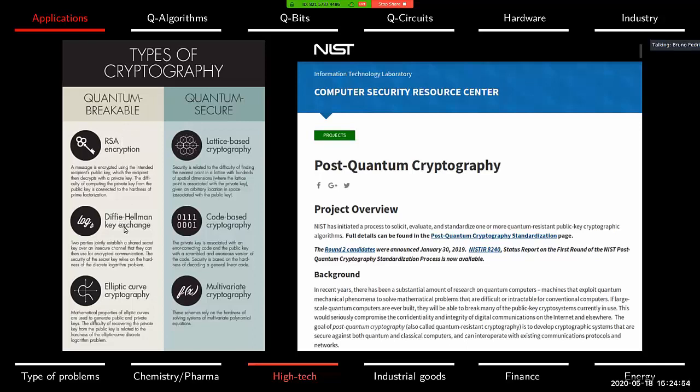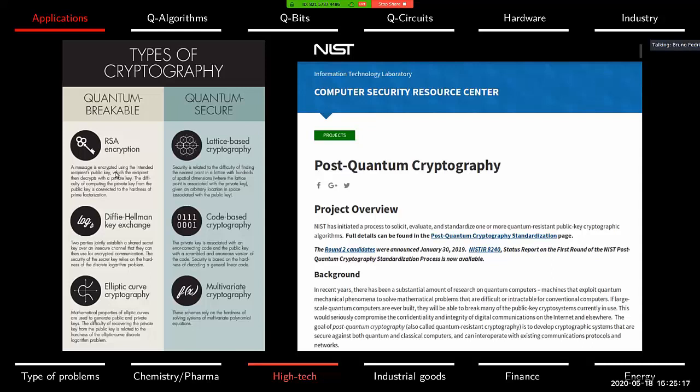We can also mention the Diffie-Hellman key exchange protocol or elliptic curve cryptography. The Diffie-Hellman and the elliptic curves are things that you can find in the blockchain protocols at the level of the digital signature, for instance. So RSA, Diffie-Hellman, and elliptic curves are no longer secure with quantum computers.